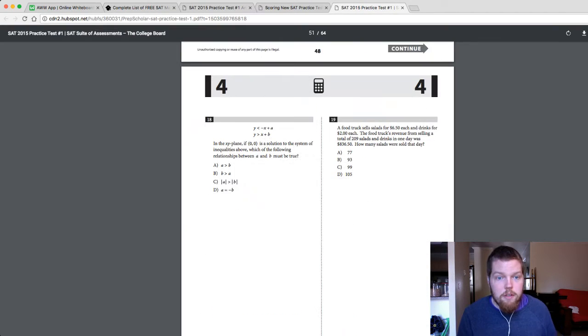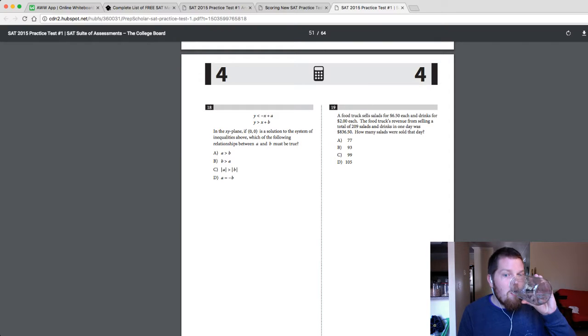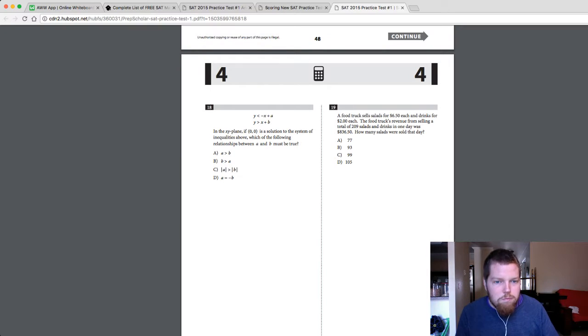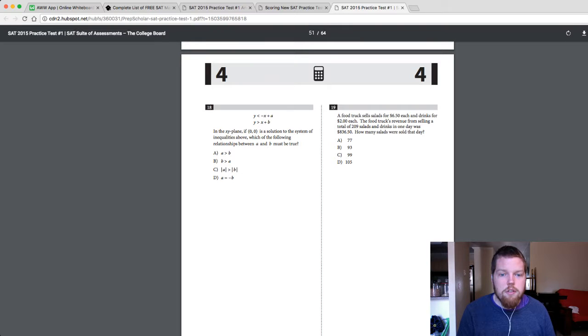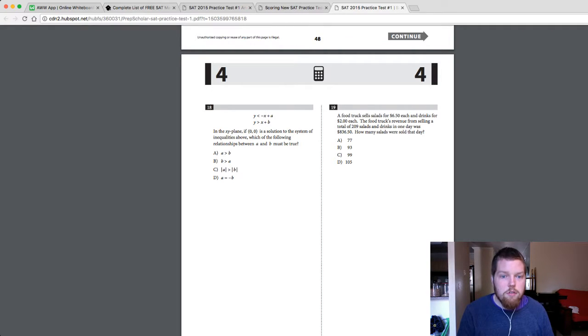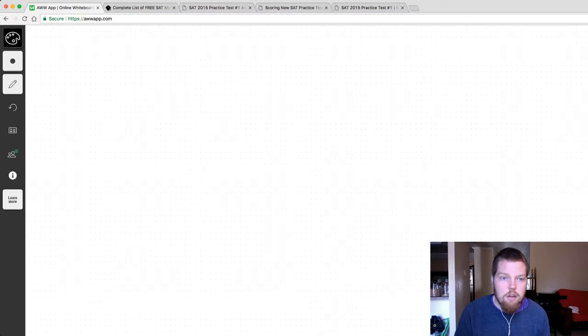Okay, number 18. In the xy plane, if 0, 0 is a solution to the system of inequalities above, which of the following relationships between a and b must be true? So y is less than... Alright, so let's plug in 0, 0, because it says it's a solution to the system, so let's write these down. Y is less than negative x plus a.